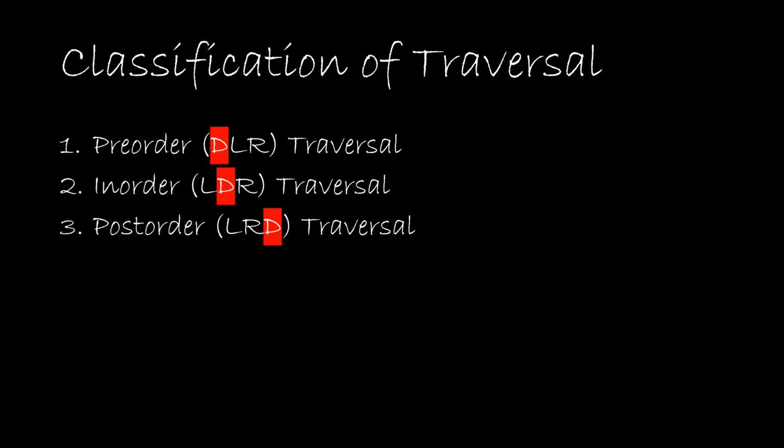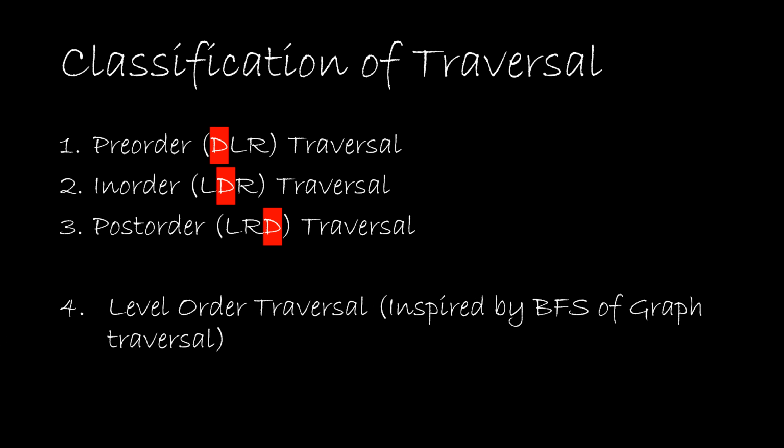We can see the highlighted letter that denotes the processing of root and its order in pre, in and postorder traversal. Apart from these 3, there is one more type of traversal, level order traversal. This is inspired by the BFS traversal of graph. Here, the nodes at the same level are traversed before its lower level in a left to right fashion. We will cover this in our upcoming video.